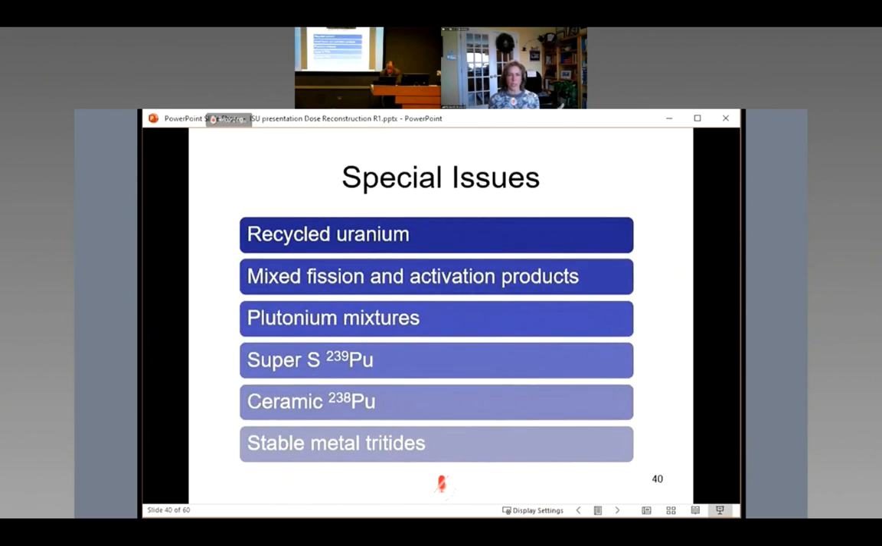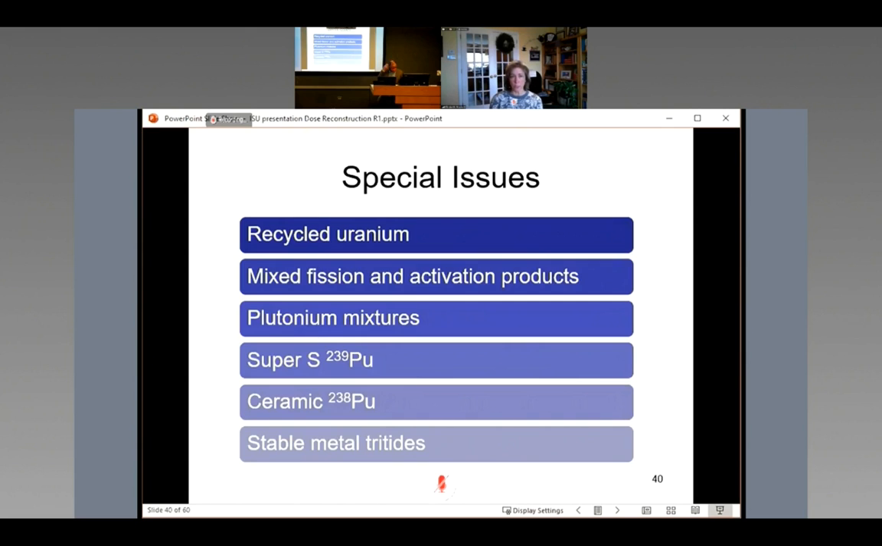So because we're looking at every DOE facility as well as the AWE facilities, we have had to deal with a number of issues that have come up over the years. I think any individual site might have had to contend with some of these. So recycled uranium was a big issue because in the earlier days of the facilities, they weren't monitoring. So the issue with recycled uranium is that in the early 50s, they started reusing uranium that had already been through reactors.